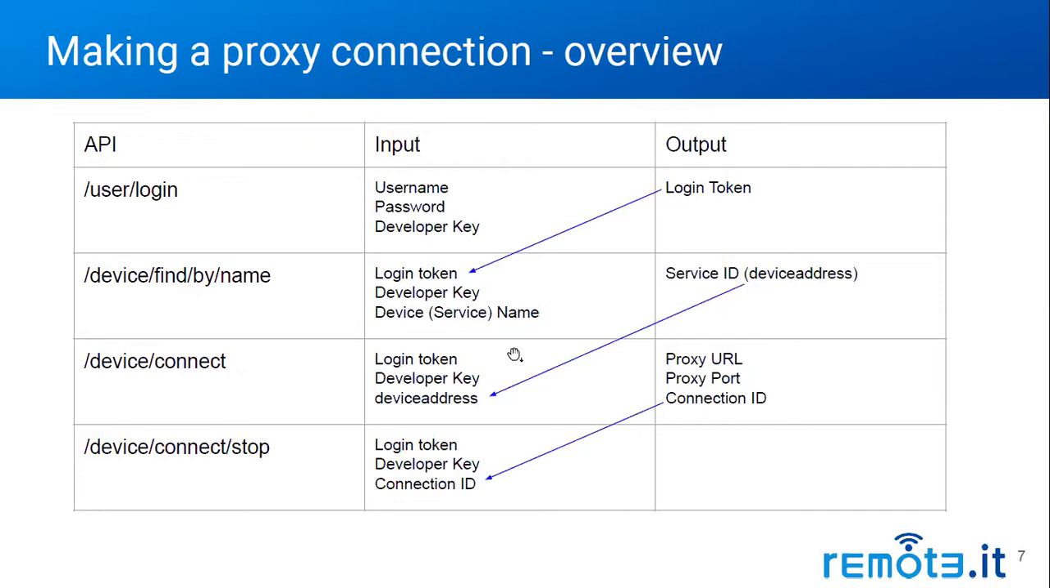Once you get the device address, you use that to make a proxy connection, and the end result of this will be a proxy URL and proxy port sometimes, in the general case, along with a connection ID. At this point, when you get these things, you're able to use this information to make a connection, whether it's to an SSH server, VNC, Samba, whatever you have set up on your device. And then finally, when you're done, you'll want to stop the connection, and this turns off that particular proxy connection so that it's no longer valid.